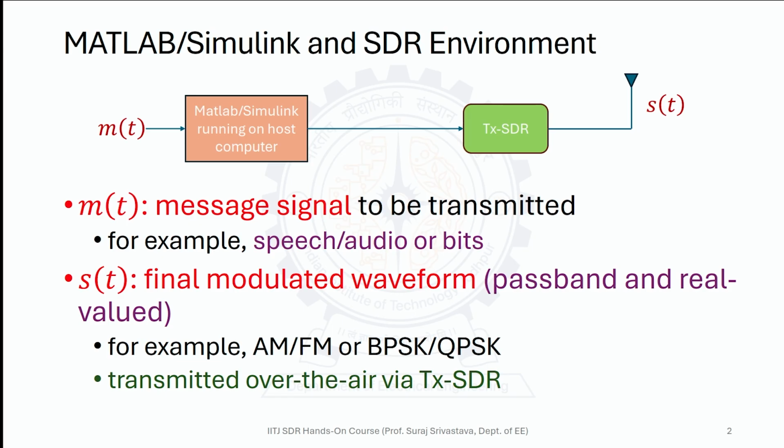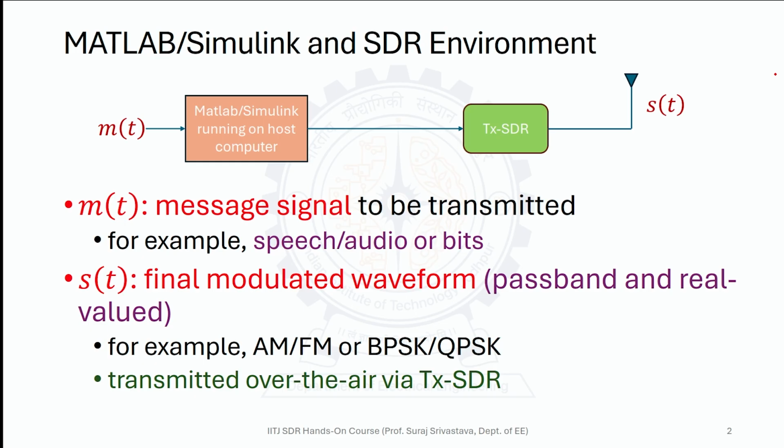So in general, m(t) is being used for the message signal to be transmitted, and this message signal m(t) is given to the MATLAB Simulink model running on the host computer. Now finally, s(t) is the final modulated waveform which is passband and real valued in nature. So the role of SDR is to generate the final passband waveform s(t) corresponding to a particular modulation scheme.